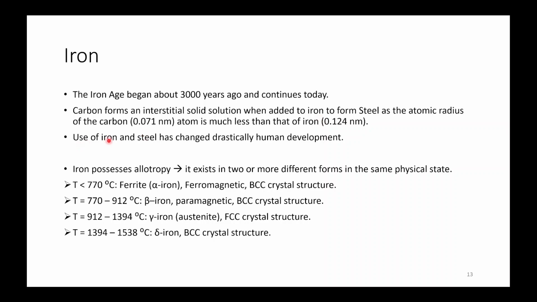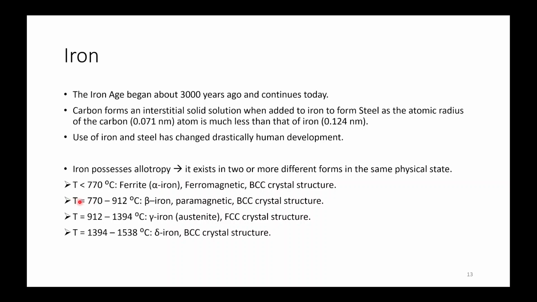So the use of iron and steel has changed human development drastically. So we use steel in a lot of things that we produce today. And iron possesses allotropy, which means it can exist in two or more different forms in the same physical state. For example, if temperature is below 770 degrees C, it will exist as alpha iron, and this alpha iron will be ferromagnetic and it will have BCC crystal structure.